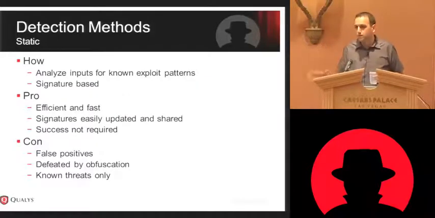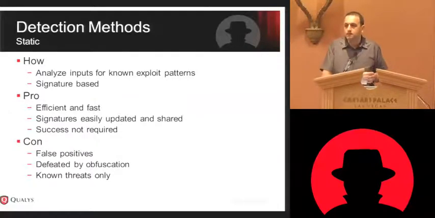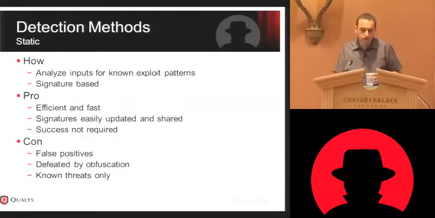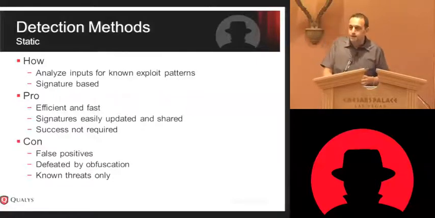Cons: FPs all over the place. Signatures, the broader they are, the worse they are at FPs. If they get too narrow, they start missing everything. So it is a balancing act, but in general, this method produces a lot more false positives than a purely behavioral approach. It's easily defeated by obfuscation.